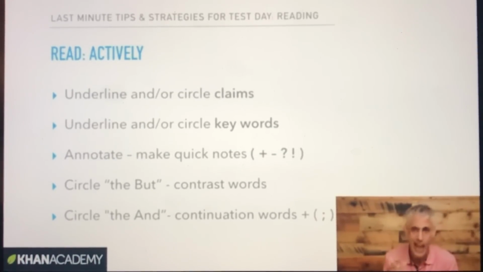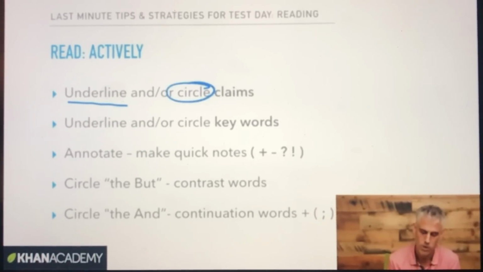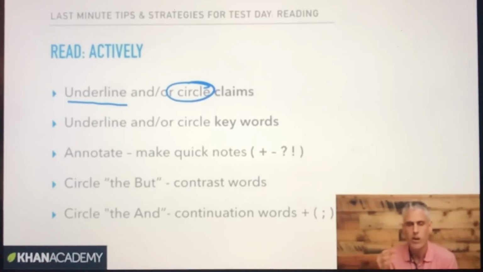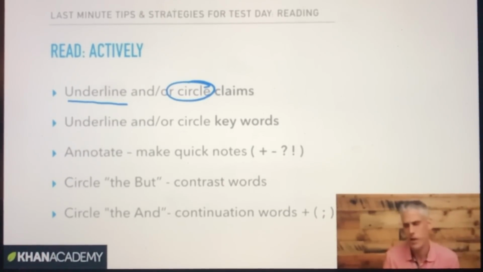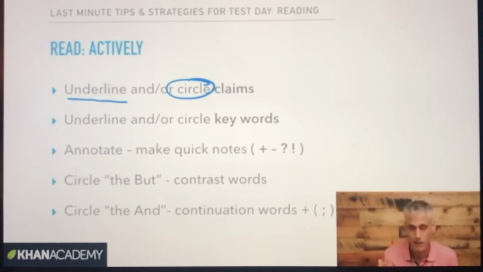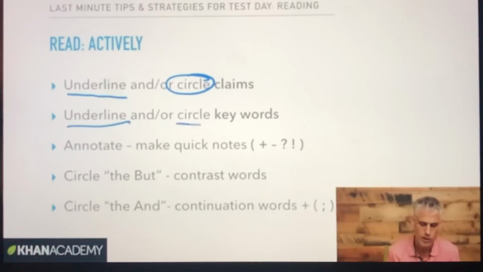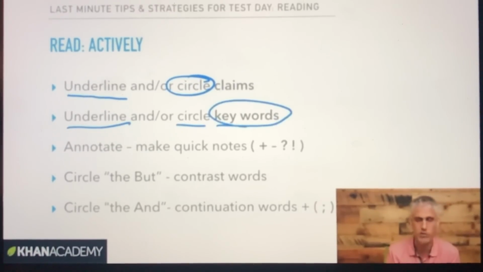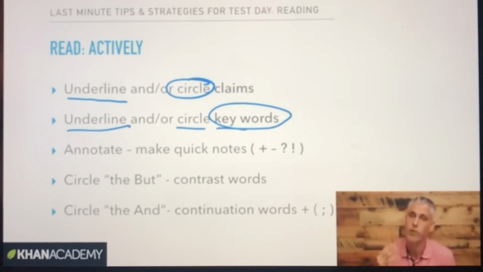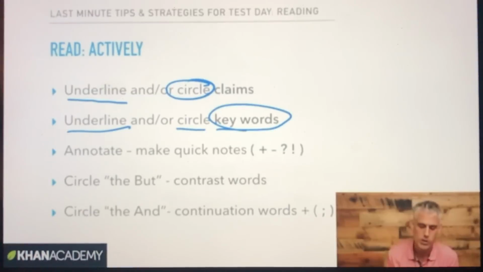Then you're going to start reading actively. What does reading actively mean? It means underlining and circling claims, things that the paragraph is saying, like this is a problem, and then that may be a claim, and then there'd be examples throughout the paragraph that support that claim. You're going to underline and circle keywords. The idea is just to do with your hand, with the gestures that you're making on the page, what you hope your brain is doing in terms of remembering what you're reading. You're reading actively. You should make quick notes.